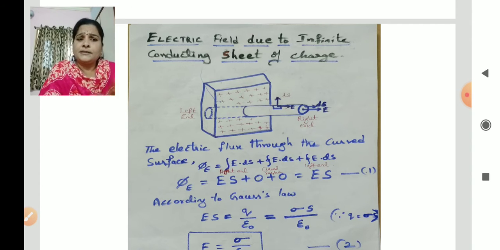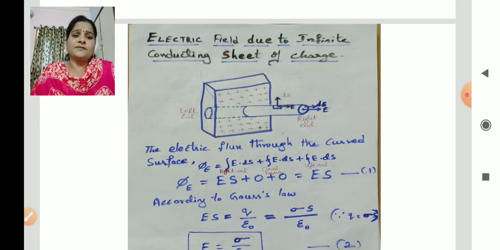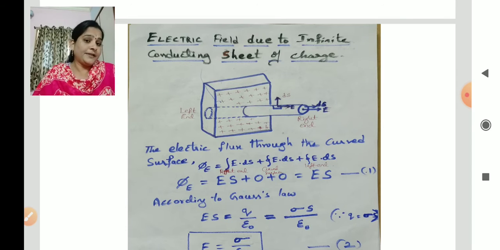Then at the curved surface both are acting perpendicular to each other. Therefore I can say that there the electric flux is 0. At the extreme left end there is no charge over there, and hence there is no electric field over there. Therefore the electric flux at the left end is 0. Now the total electric flux is found out to be E into S.